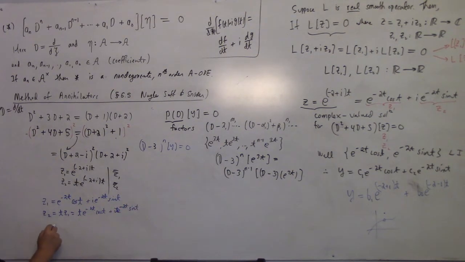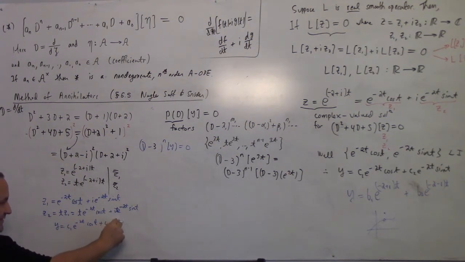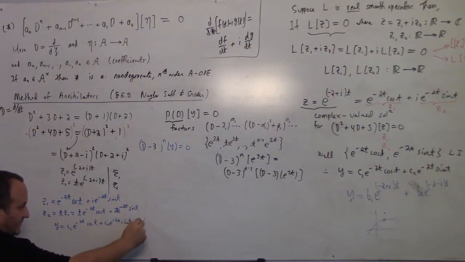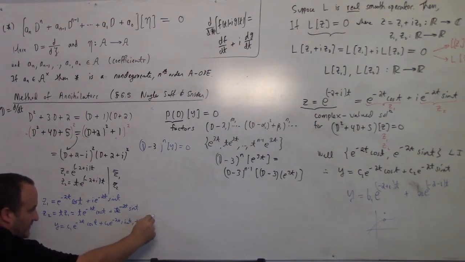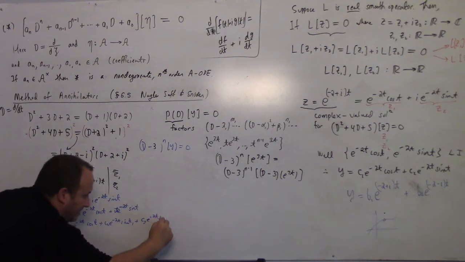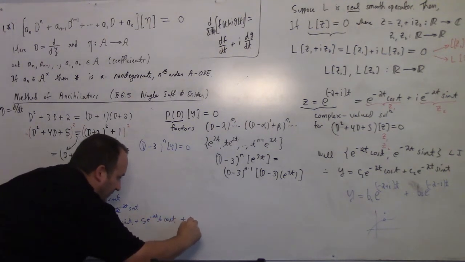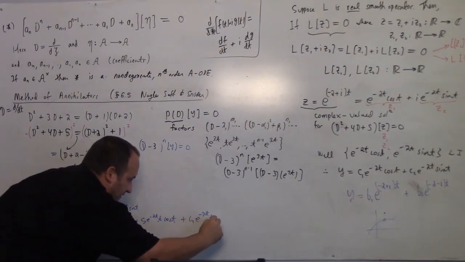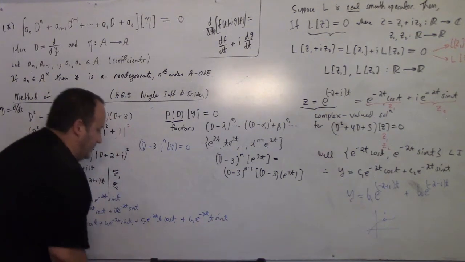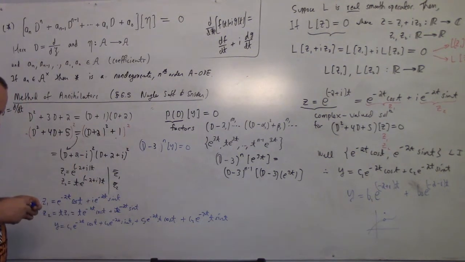Yeah, we have 4. y is equal to c1 e to the minus 2t cosine t plus c2 e to the minus 2t sine t plus c3 e to the minus 2t t cosine t plus c4 e to the minus 2t t sine t. You can put t before or after whatever. Yeah. There you go. And you can see that from just picking off the real and imaginary parts of the e to the lambda t complex solution.